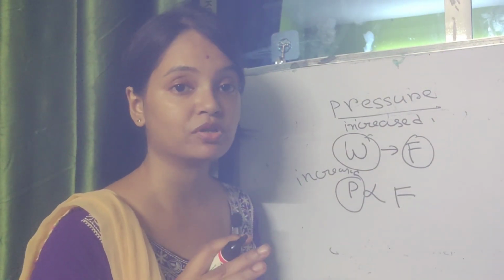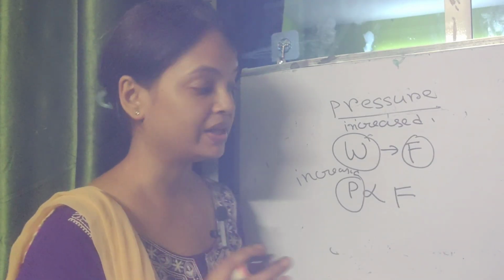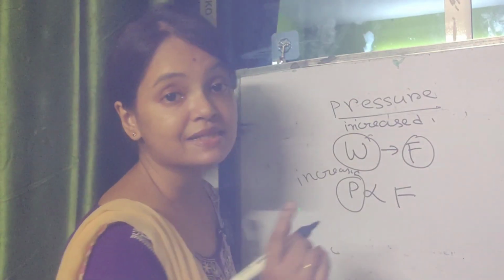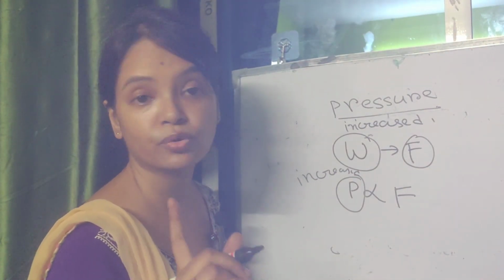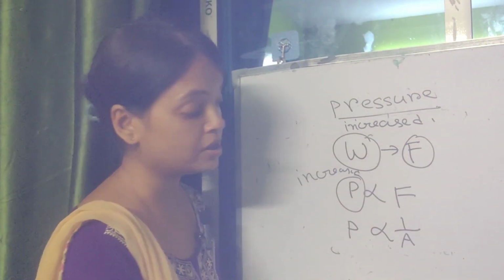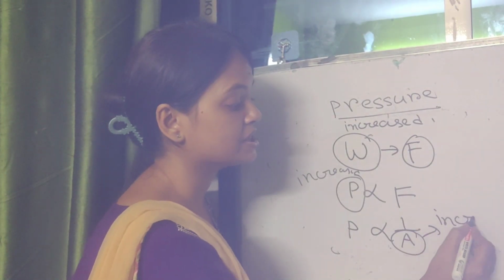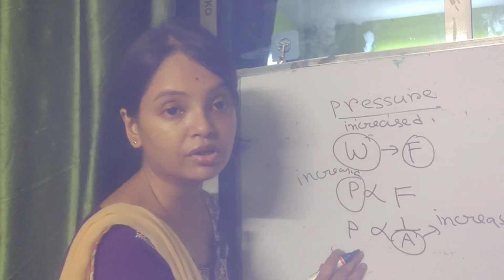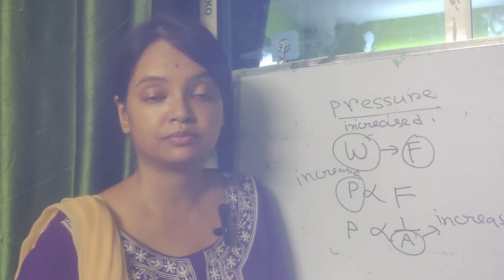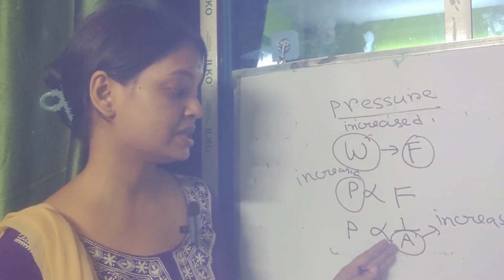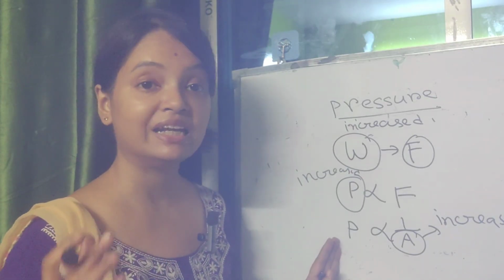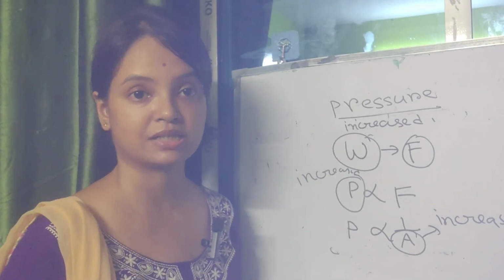But if the straps of the bag are wider, that means the area of the strap is increased. And since pressure and area are inversely proportional, if area is increased, the pressure will be reduced. That will give relief to our shoulders, isn't it? So since the area is more, we are having less pressure while carrying the bags.